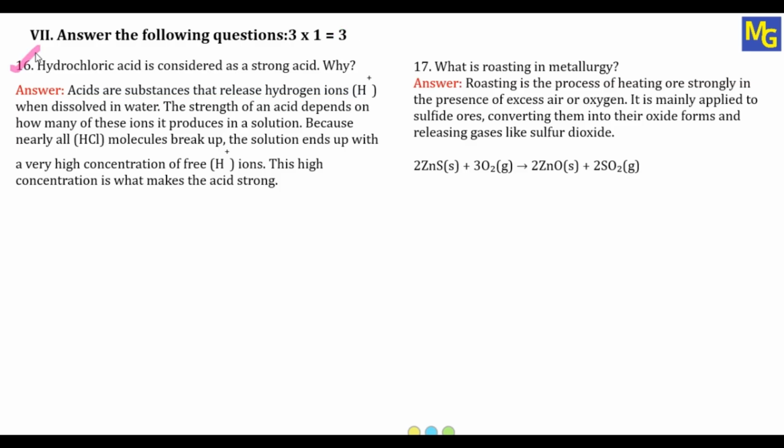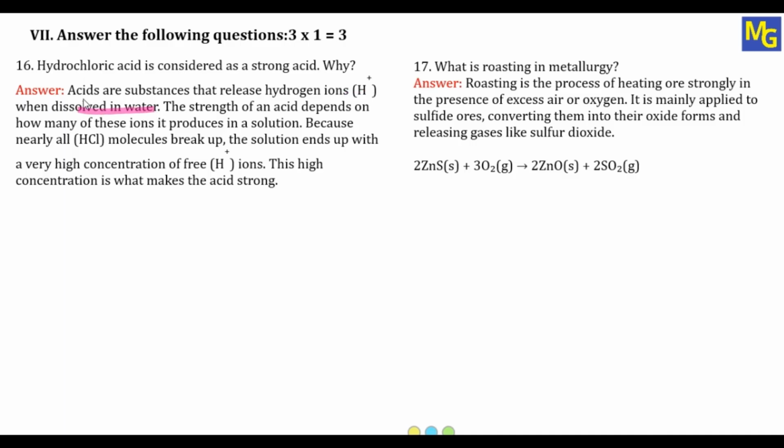The question says, hydrochloric acid is considered a strong acid. Why? We have to answer. So they are asking about hydrochloric acid, that is HCl. It is a strong acid, and we have to tell why. So the answer: acids are substances that release hydrogen ions, meaning H plus ions, when dissolved in water.